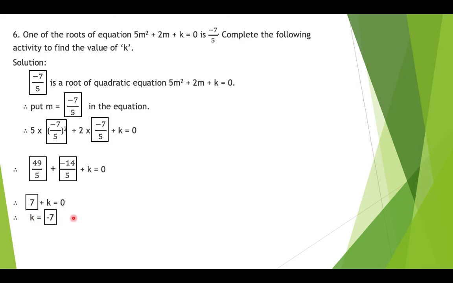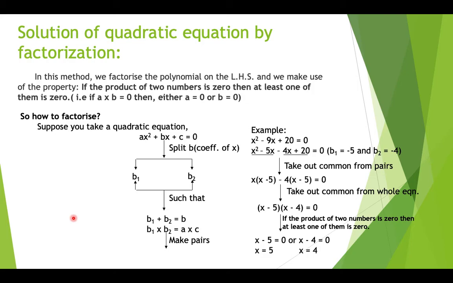Now let us go for how to find the roots or the solution of a quadratic equation. There are 3 methods. So we are going to see today only one method, that is solution of a quadratic equation by factorization method. So let us see what is the process. In this method we factorize the polynomial on the left hand side and we make use of the property: if the product of two numbers is 0, then at least one of them is 0. That is, if A into B is equal to 0, then either A is equal to 0 or B is equal to 0. Now let us proceed how to do this.